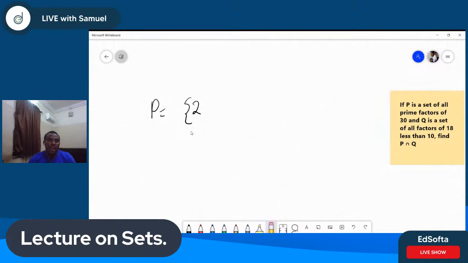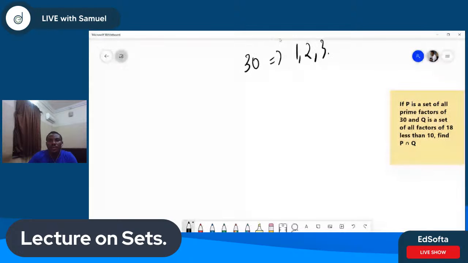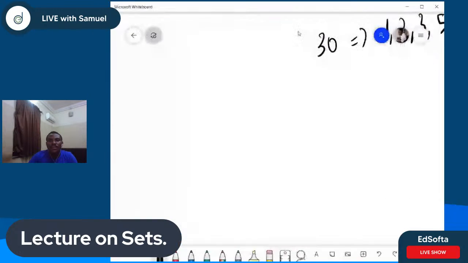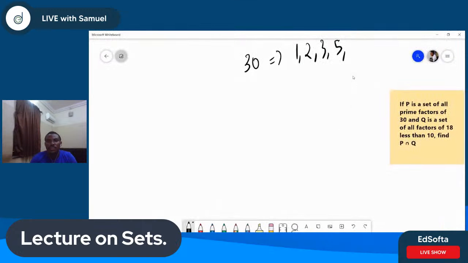How do we get the prime factors of 30? First, we need to get the factors of 30. How do we get the factors of 30? We have 1, 2, 3, 5, 6, 10, 15, 30. So the prime factors we have are 2, 3, and 5. So P just contains 2, 3, and 5.